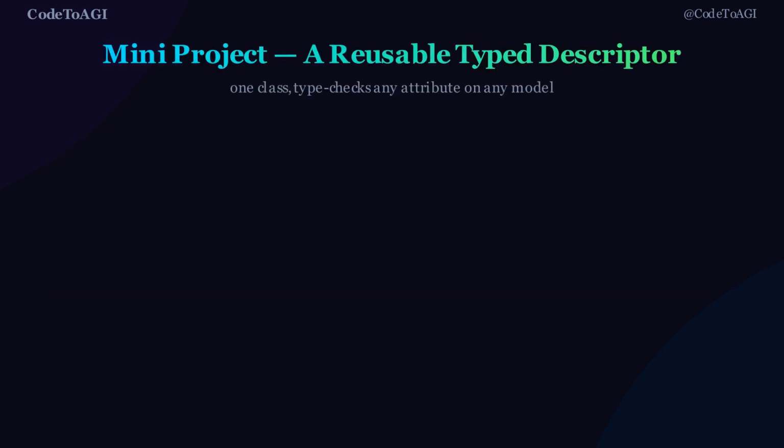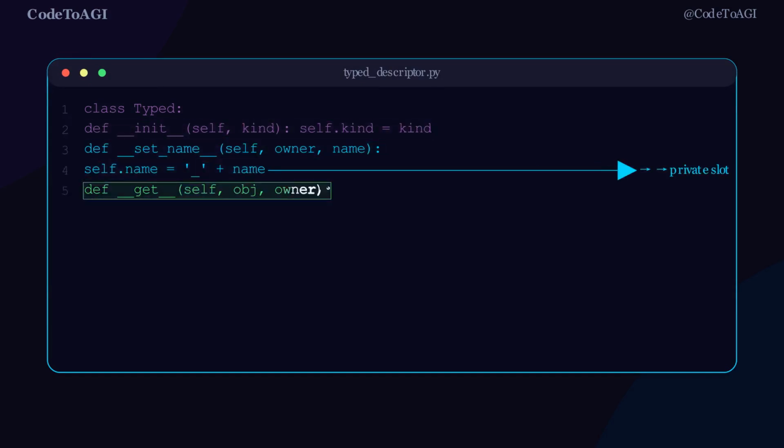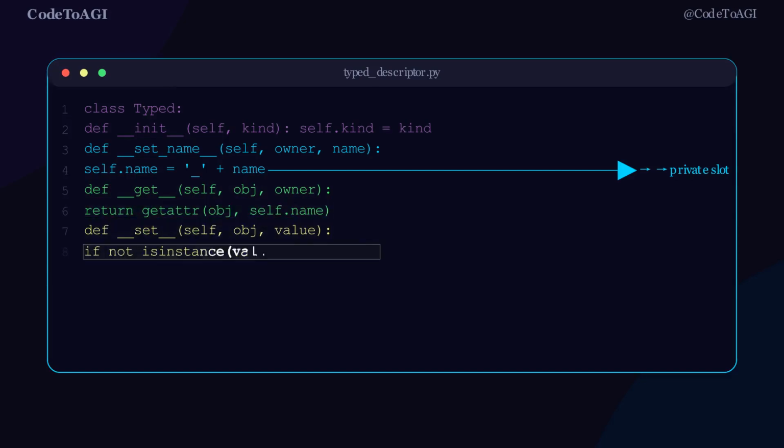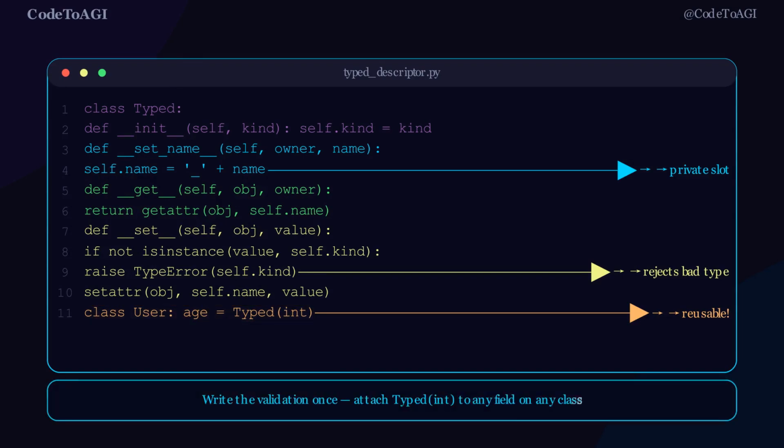Mini project, a reusable typed descriptor for any class. Step 1. Store the expected type in __init__. Step 2. __set_name__ picks a private storage name. Step 3. __set__ raises TypeError on a bad type. Step 4. Attach Typed(int) to any attribute you want. Write the validation once. Reuse it on every model you build.